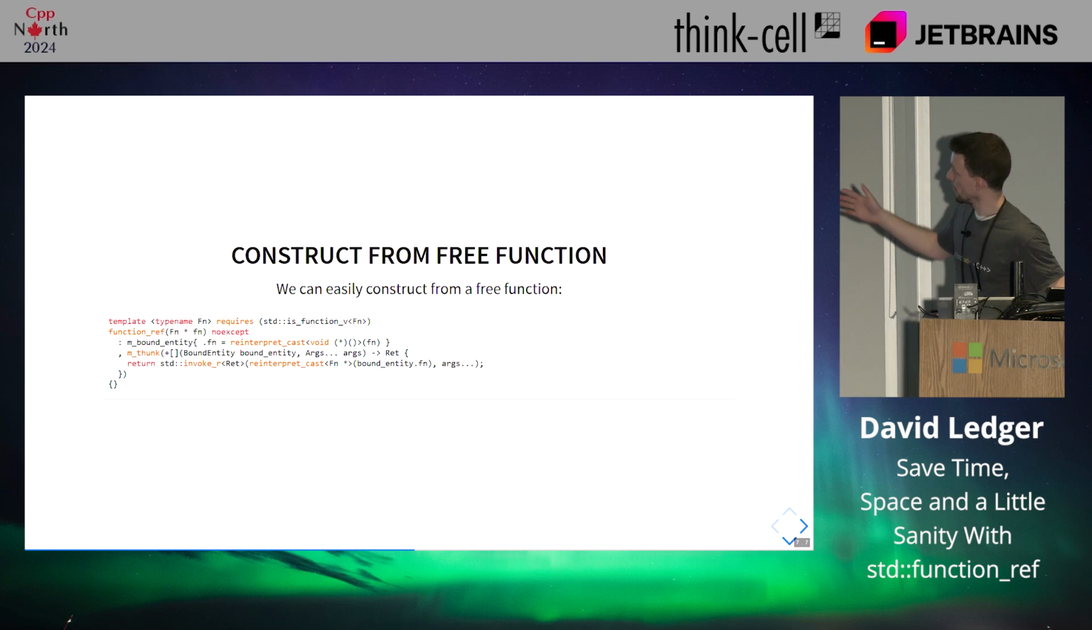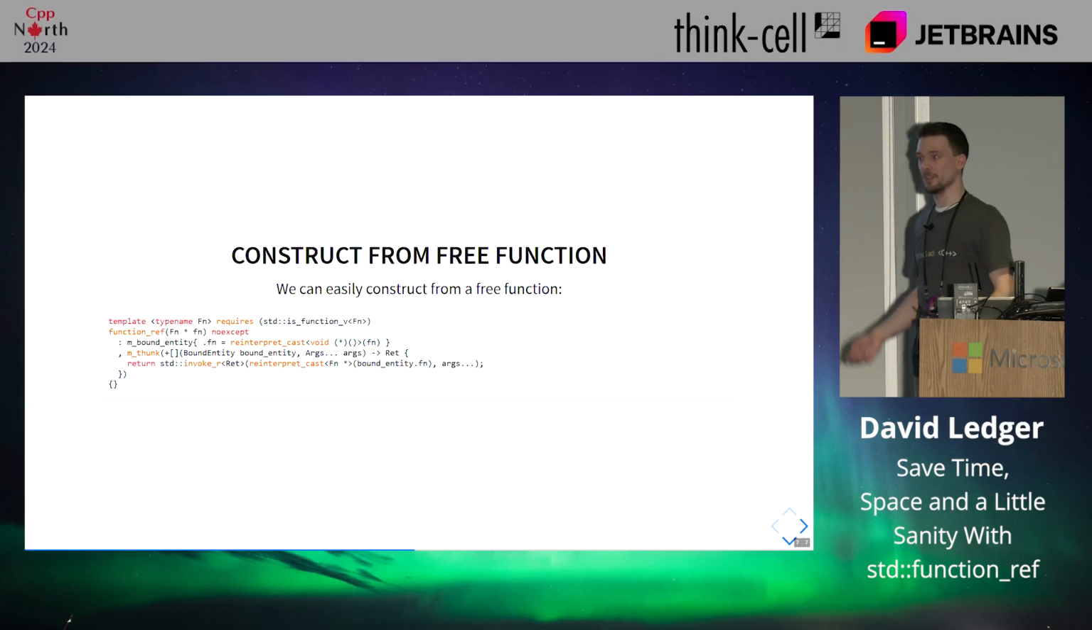That's basically the free function case. We note that the return value is convertible here. We're using invoke R, so it doesn't need to return the exact type here. It just needs to be convertible. This might be useful if you have something like is_space or is_digit. These things return integers, I believe, but you may want a function ref with like a bool or something.